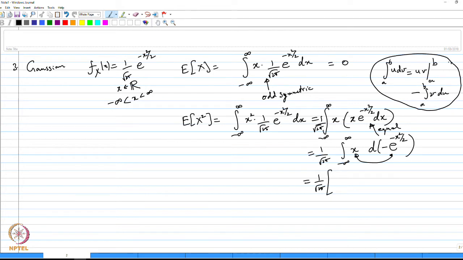You should remember this. So I'm going to evaluate minus x e power minus x squared by 2 between minus infinity and infinity, and then minus the integral from minus infinity to infinity of minus e power minus x squared by 2 times dx. So this is my parts. I've applied this and got parts. So this is integration by parts.